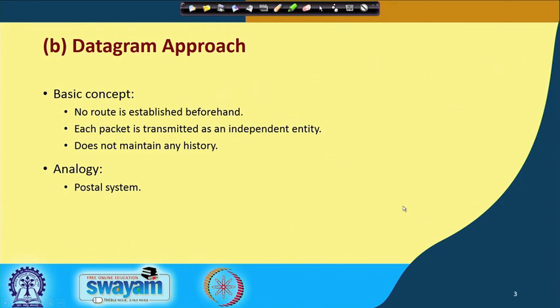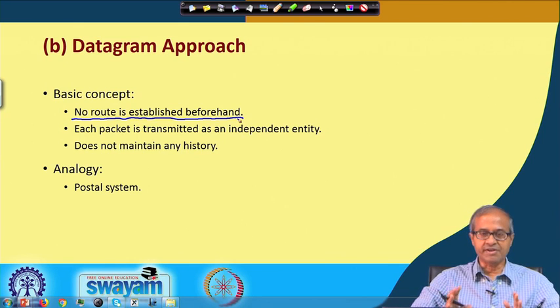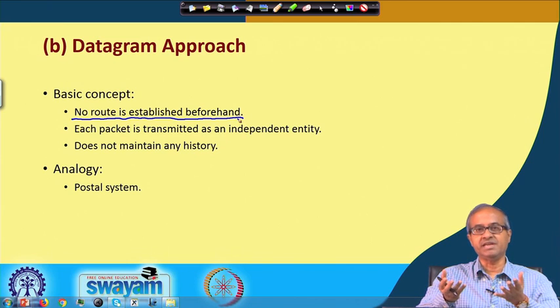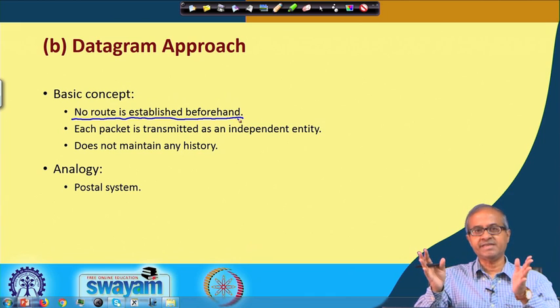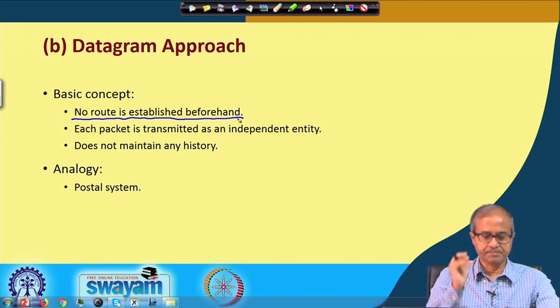Okay. Let us look at the datagram approach. If you compare with the virtual circuit approach, the main difference is that no route is established beforehand. This is one difference, or advantage you can say, in the sense that there is no initial delay. In virtual circuit, because of the route establishment, there was an initial delay, and once the route is established, only then can the packets be transmitted.